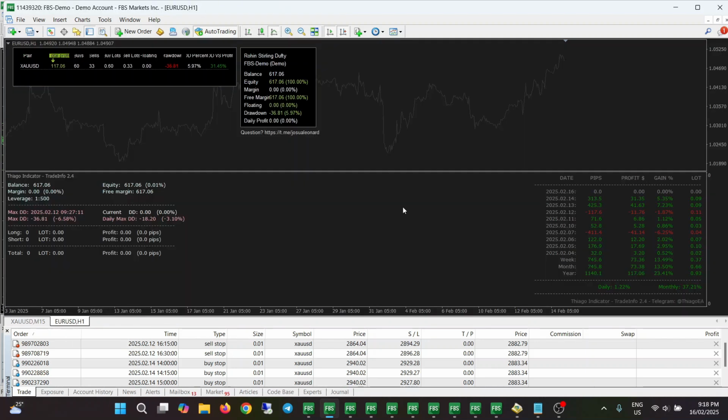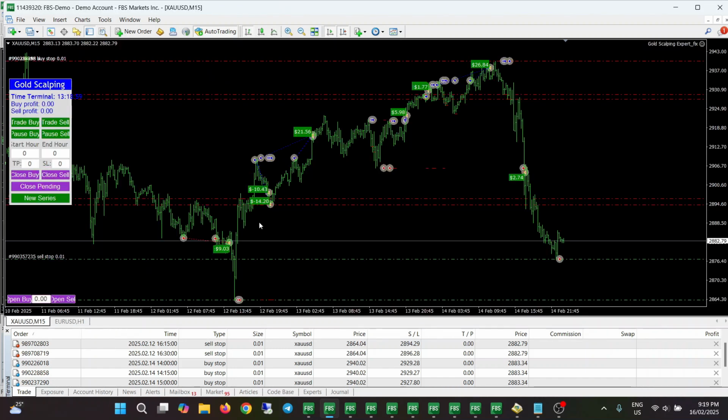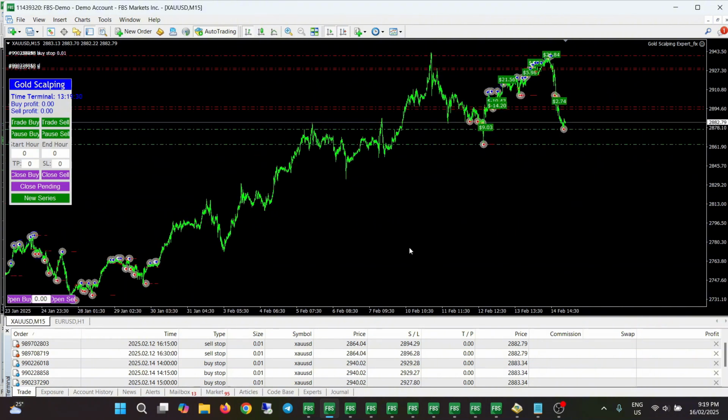So I'm going to up the risk a little bit, maybe just double it, and we're going to see how it goes next week. Now, gold has been a really, really hard symbol to trade. All in all, I think Gold Scalping is going quite well now. So we're going to keep testing it, and I'm going to up the risk to a 2x of what it is right now. And we'll see how it handles next week's gold movements.